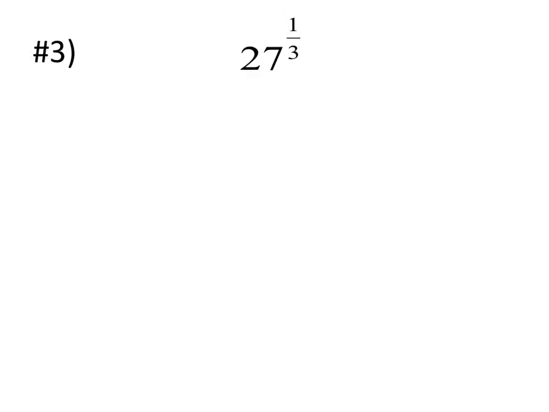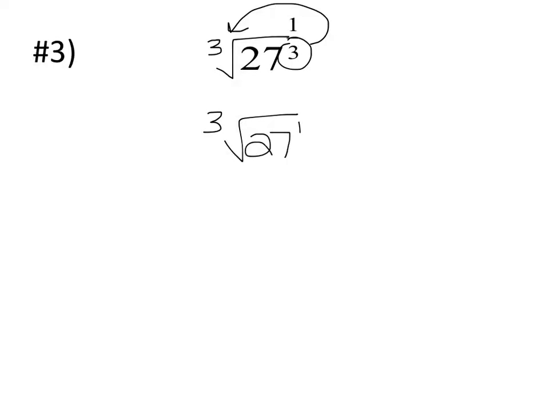Alright, same situation here. We're going to swing the denominator around to become an index, and then we're going to add a radical to it. So then it becomes the cube root of 27 to the first power. Well, 27 to the first power is just 27, and the cube root of 27 is 3. So 27 to the 1/3 power is just 3.